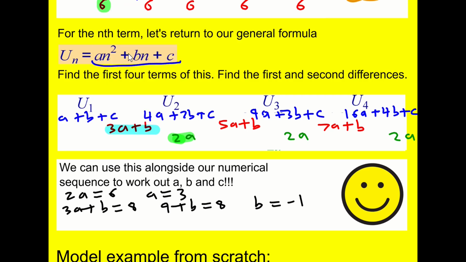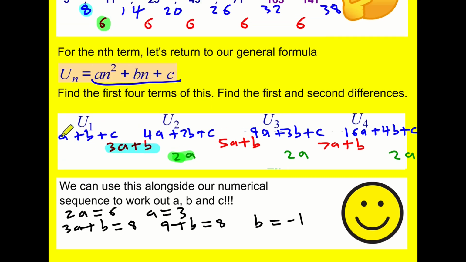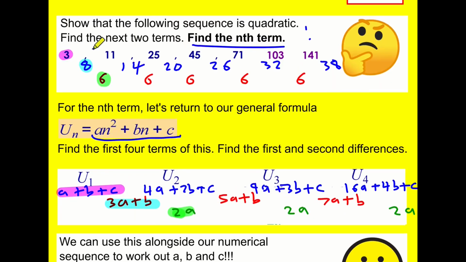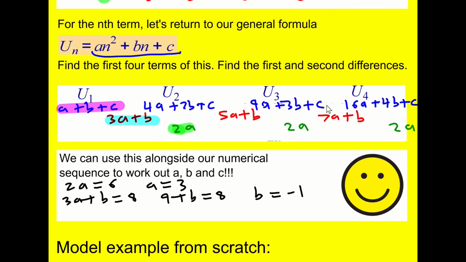And finally, I've got a plus b plus c as the first term. I can just compare that with 3: a plus b plus c equals 3. Now I know what a is, it's 3. I know what b is, it's -1. So 3 minus 1 plus c equals 3. That's going to be 2 plus c equals 3. c is going to equal 1.